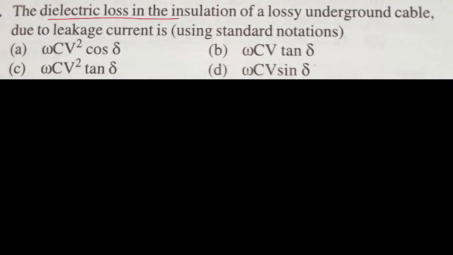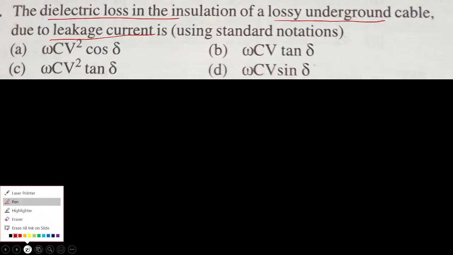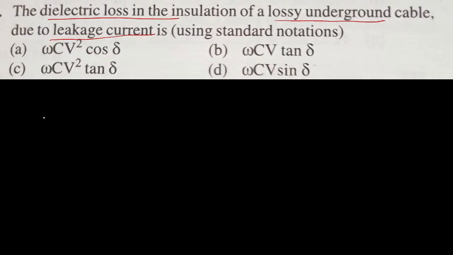The dielectric loss in the insulation of a lossy underground cable due to leakage current, using standard notation. I hope you all know this answer. What is the formula? Directly I can write. From the graph we have to take this. So the dielectric loss can be directly written as V square divided by Xc into tan delta.